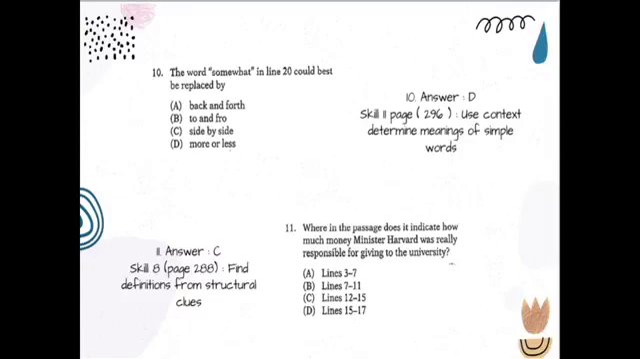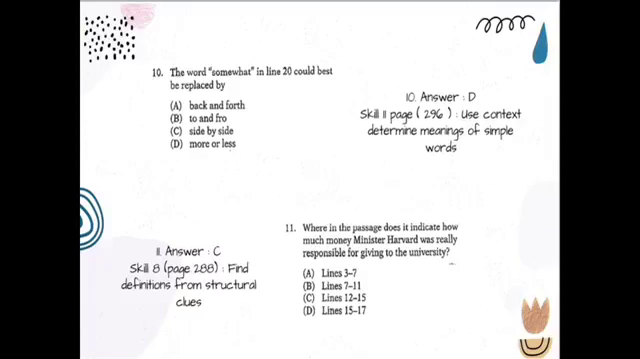Okay, next, number 11. Where in the past does it indicate how much money Mr. Harvard was really responsible for giving to the university? A. Line 3 until 7. B. Line 7 until 11. C. Lines 12 until 15. D. Lines 50 until 70. The correct answer is C.